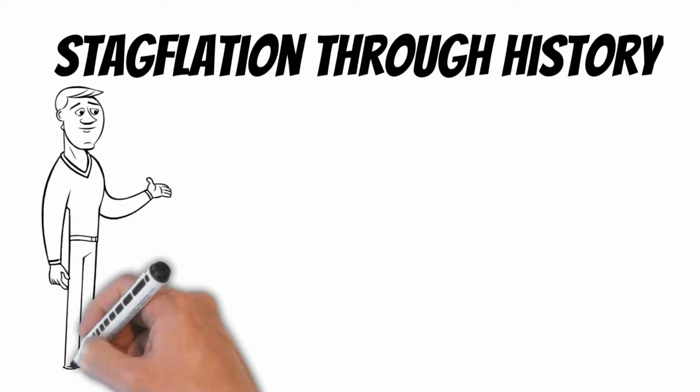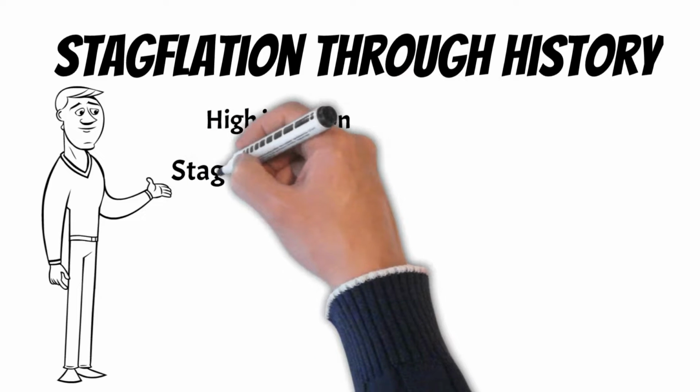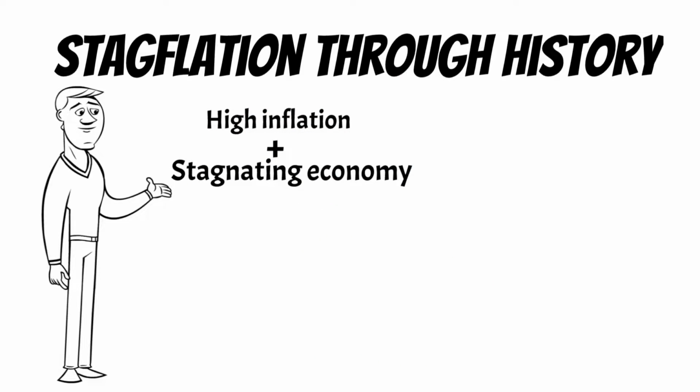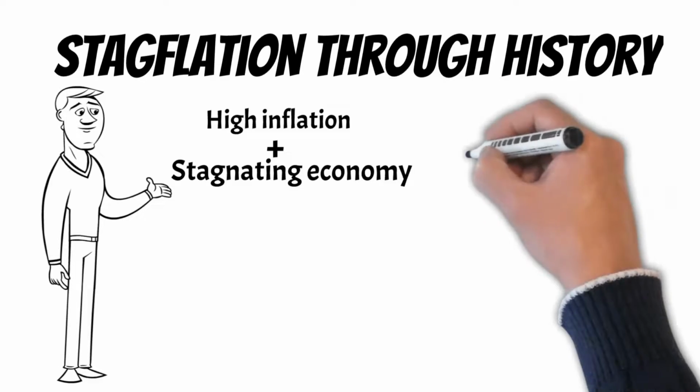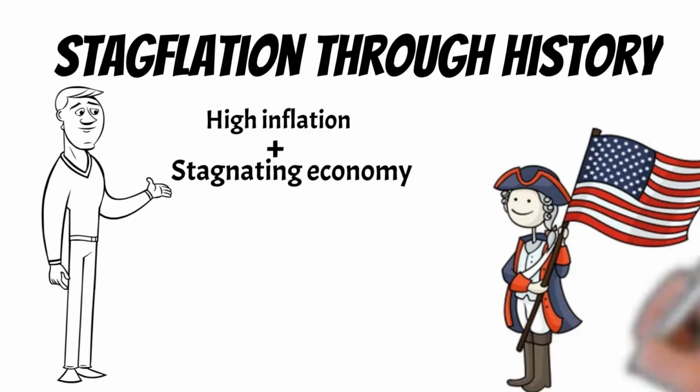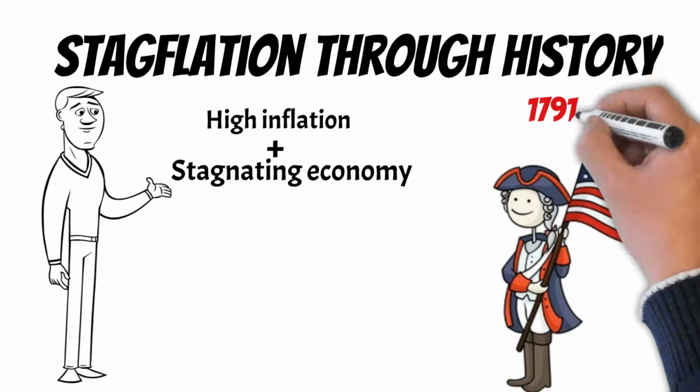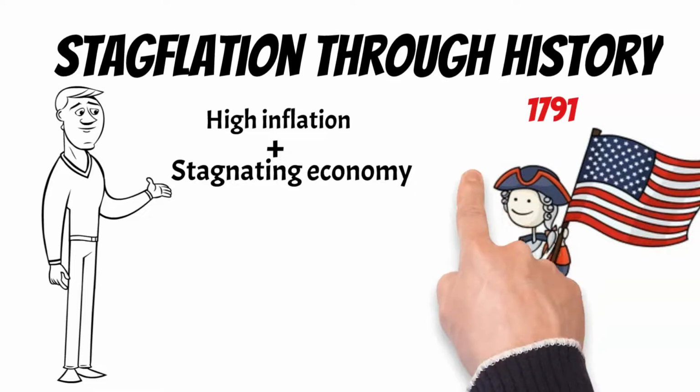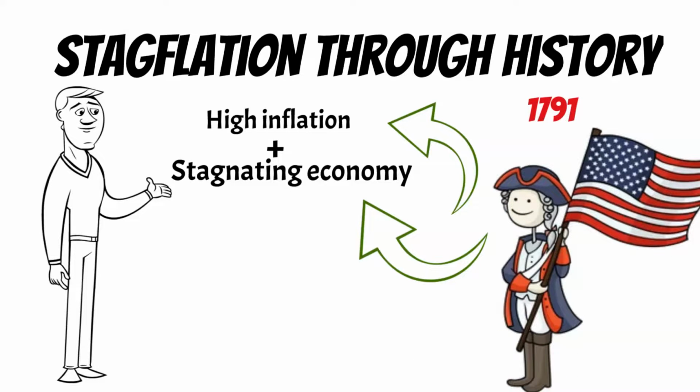Stagflation is a unique economic phenomenon characterized by high inflation and low economic growth. While it is often considered to be a relatively modern phenomenon, stagflation actually dates back to the early days of the United States economy. The most notable example occurred during the American Revolution, when the economy was hit by a combination of high inflation and low growth.